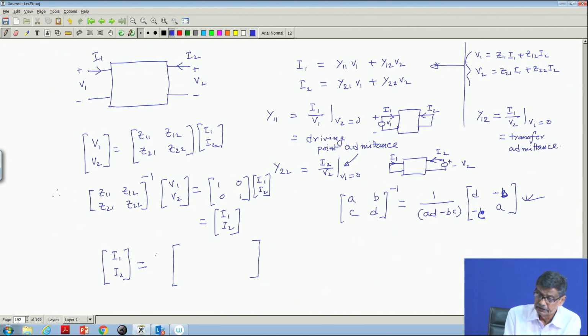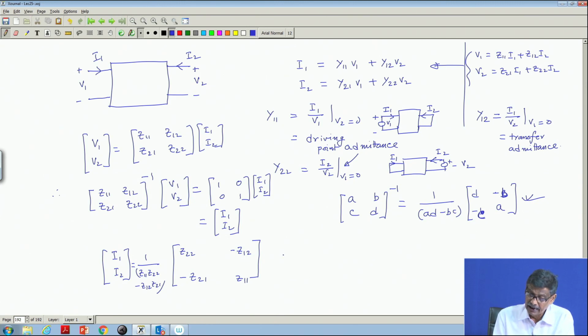What will be Z inverse? You divide by the determinant, that is 1 over Z11 Z22 minus Z12 Z21. This will be below, 1 by the determinant AD minus BC, and the diagonal elements are simply interchanged, that is this will become Z22 and this will become Z11, and the other two elements remain where they are, only their sign is reversed, that is all.